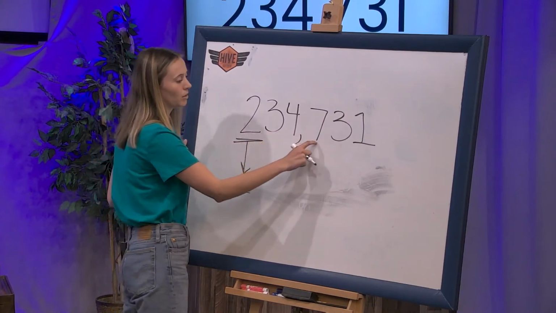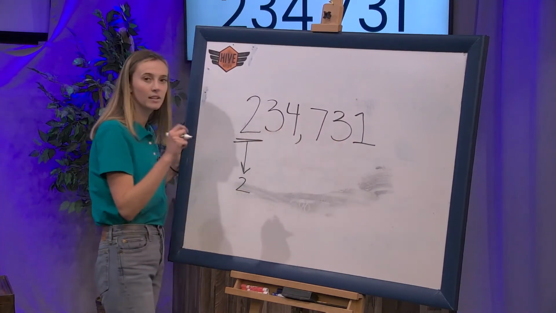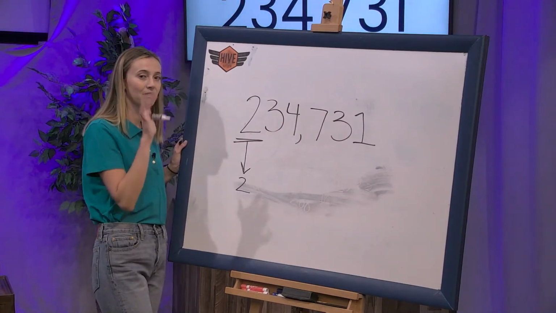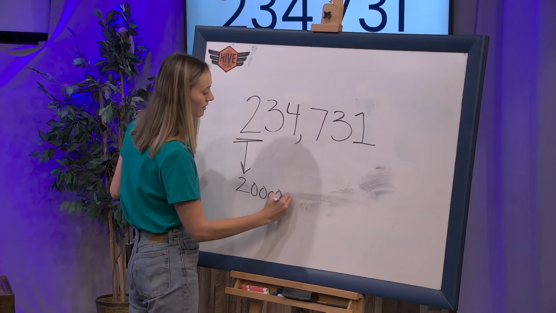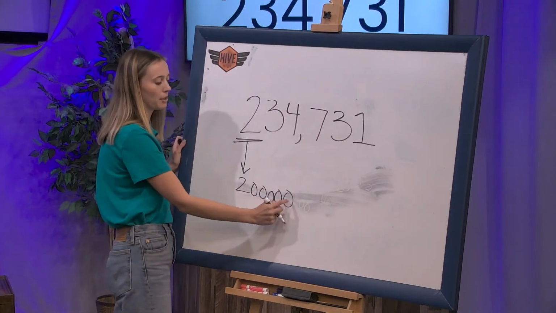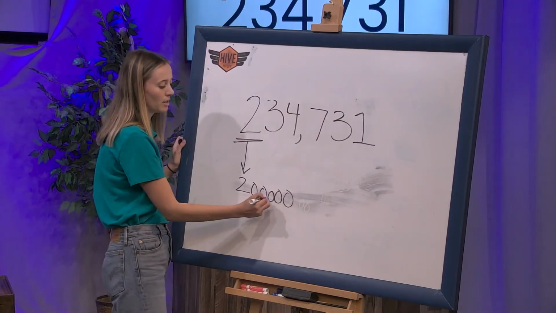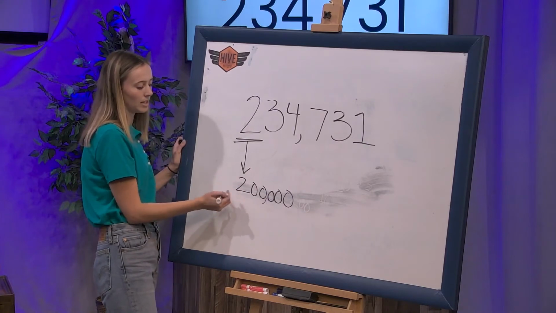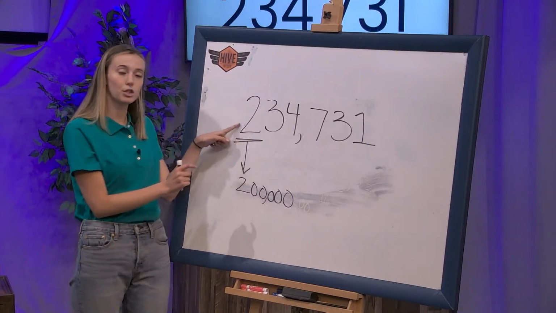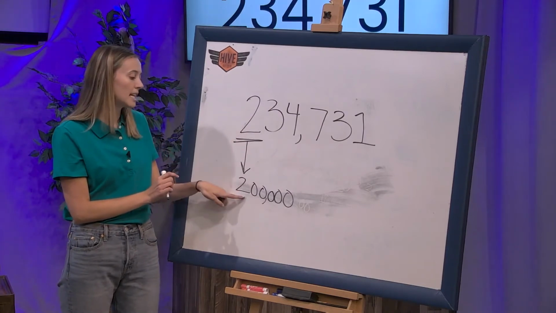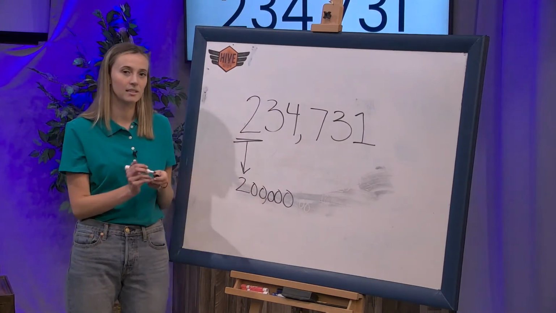1, 2, 3, 4, 5. So how many zeros are you going to have? 5 zeros. 1, 2, 3, 4, 5. And remember, your commas go every 3 numbers. So 1, 2, 3, comma, 1, 2, 3. We don't need another comma because there's no number in front of that. So the value of this 2 is 200,000.